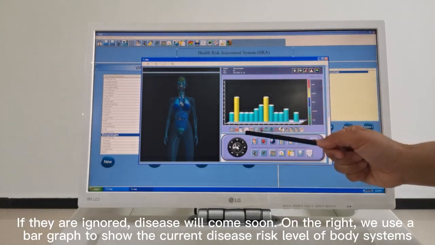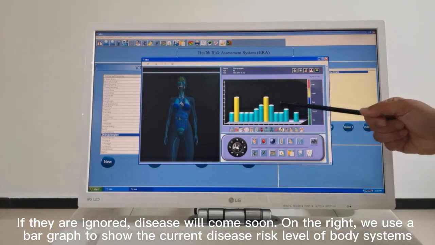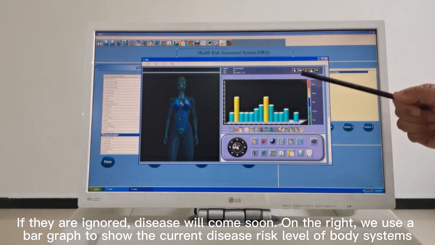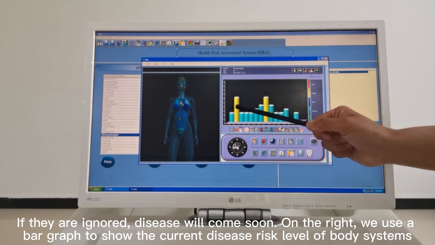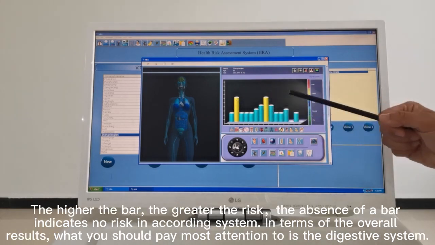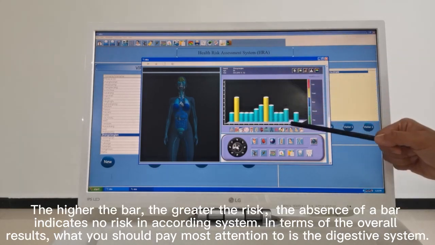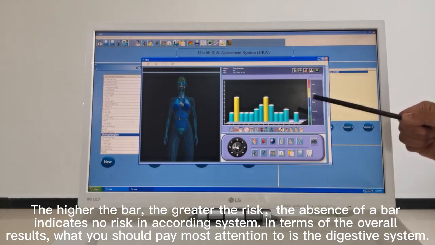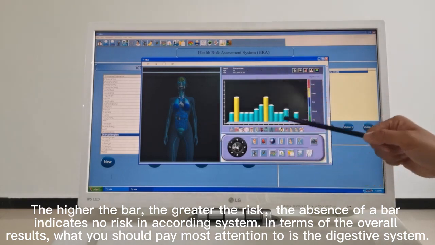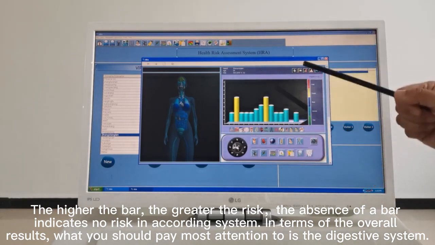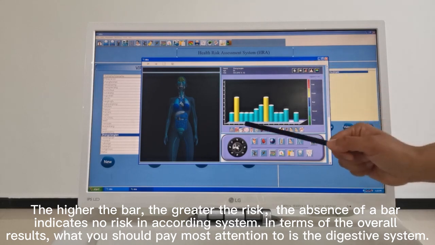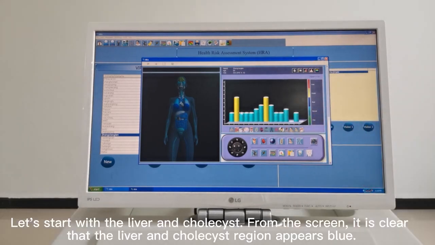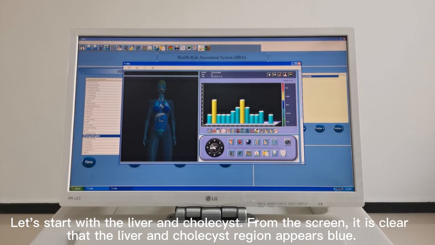On the right, we use the bar graph to show the current disease risk level of body systems. The higher the bar, the greater the risk. The absence of a bar indicates no health risk in the corresponding system. In terms of the overall results, what you should pay the most attention to is the digestive system. Now, let's start with the liver and colon system.